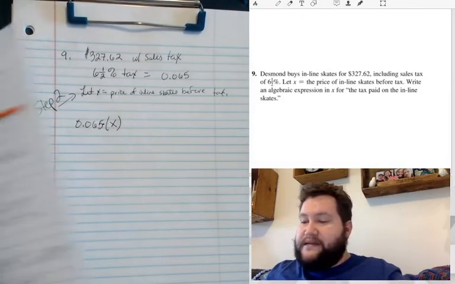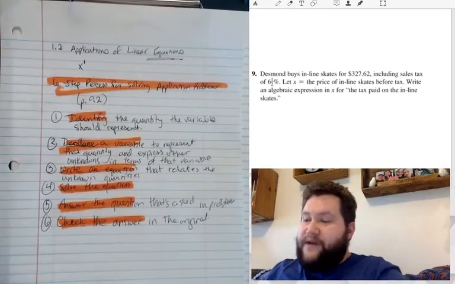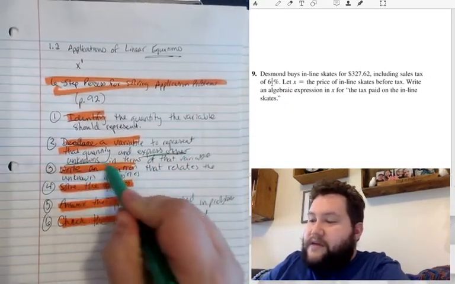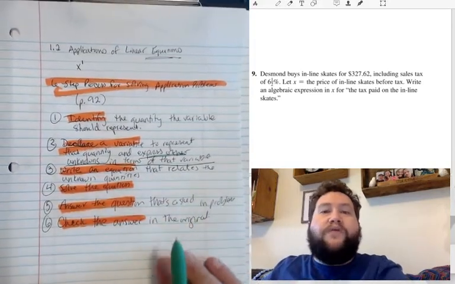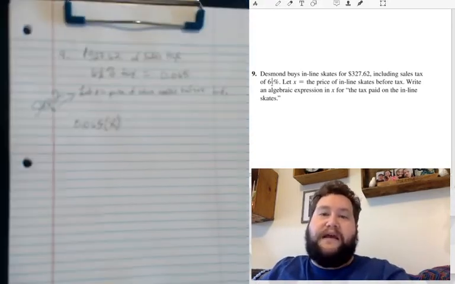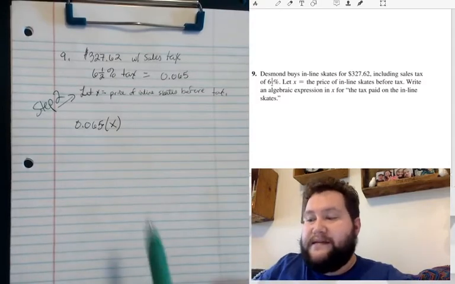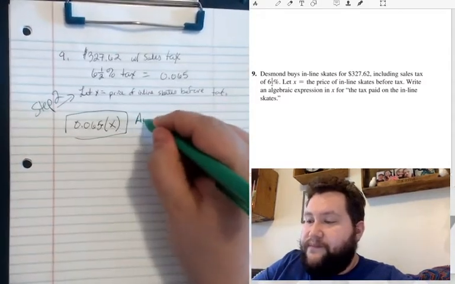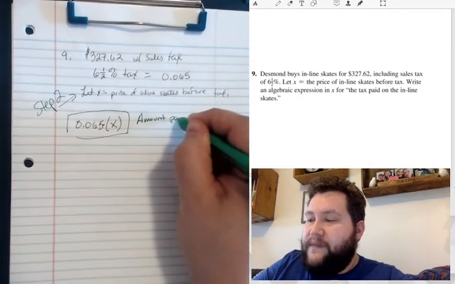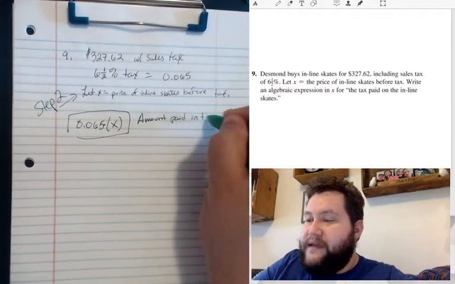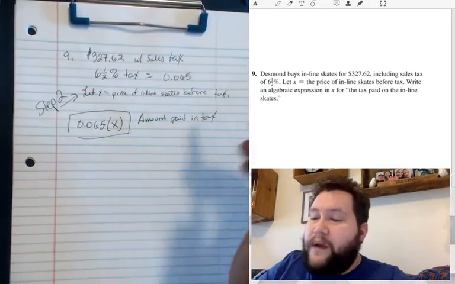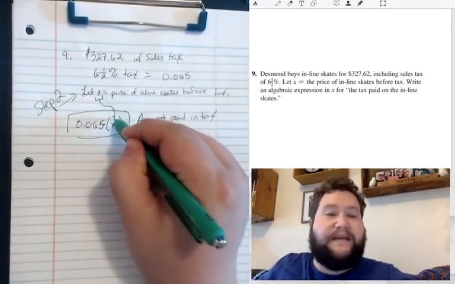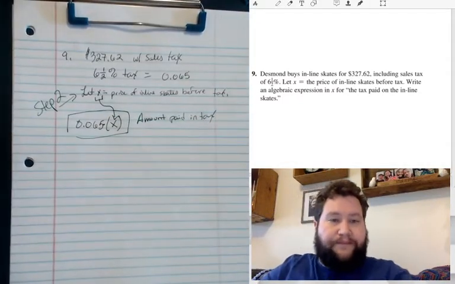So I'll go back to this. It says declare your variable and then express other unknowns in terms of that variable. We don't know the amount he paid in tax, so the amount paid in tax is unknown. But we could represent that directly in terms of our variable, the price of the inline skates.